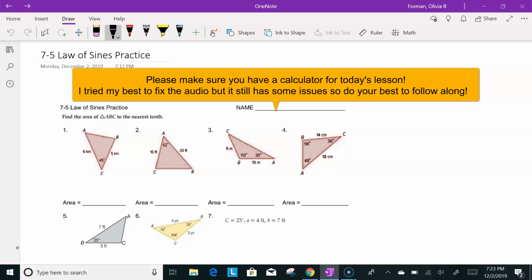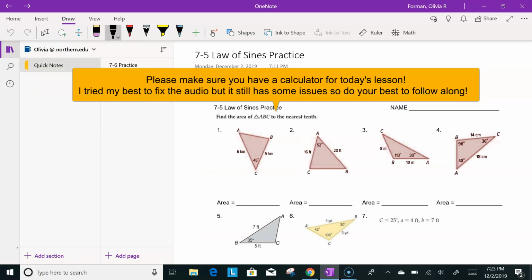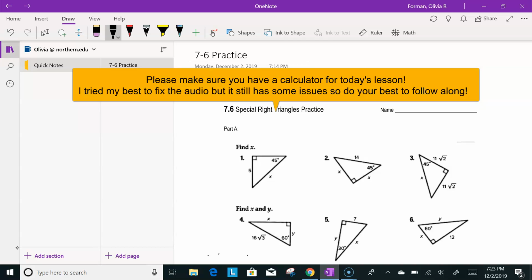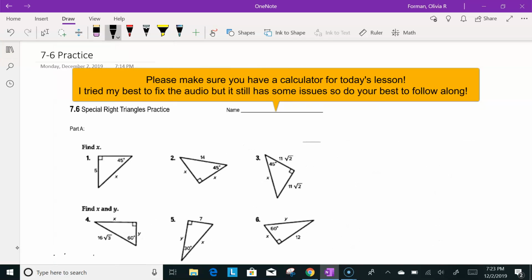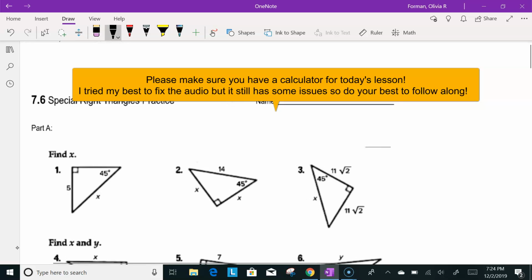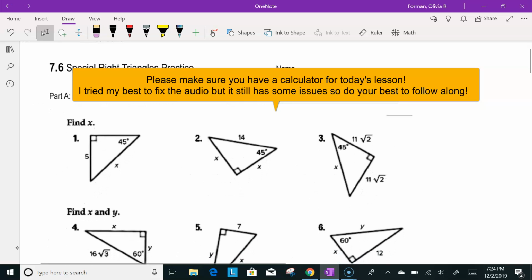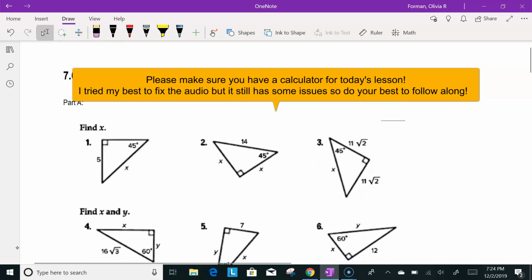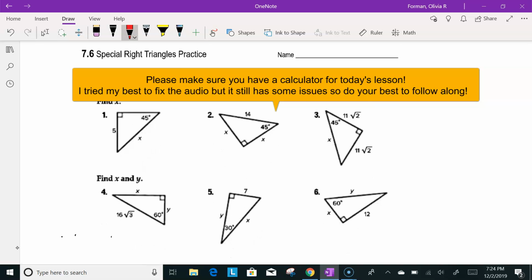The first thing I want you to do is make sure that you have your 7-6 practice out. That was from yesterday. It looks like this, so you should see this on my screen here. The 7-6 special right triangles, if you remember yesterday, we did these six together. After this video, once you get into work time, I'm going to have you hand in the worksheet.